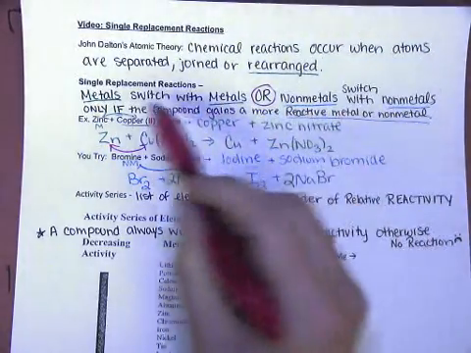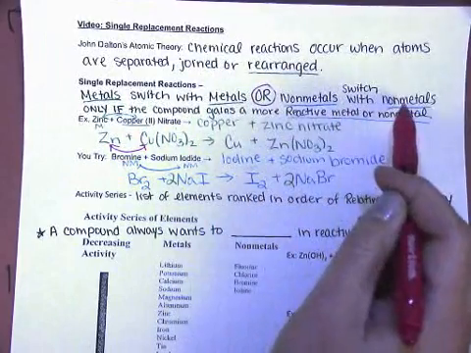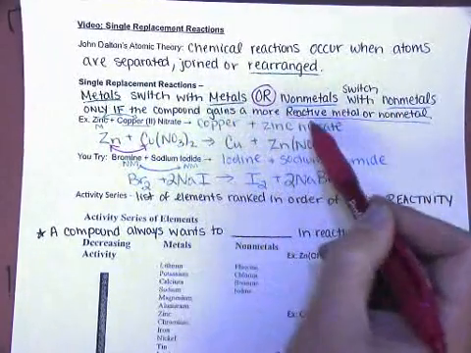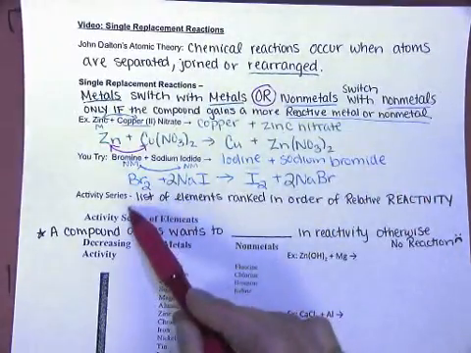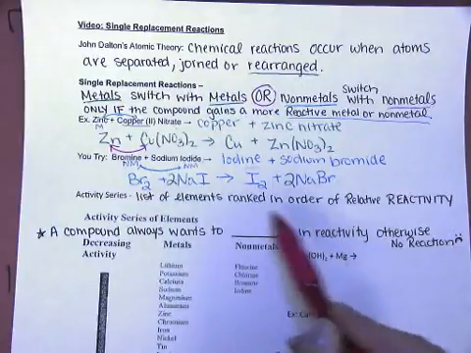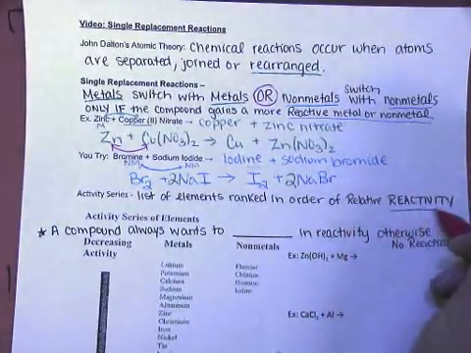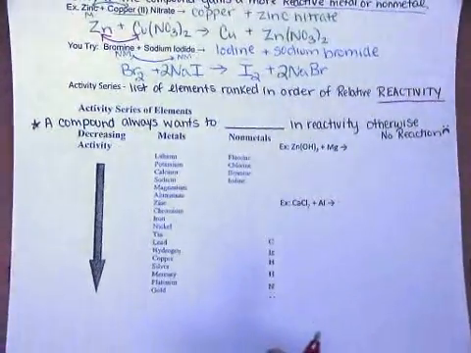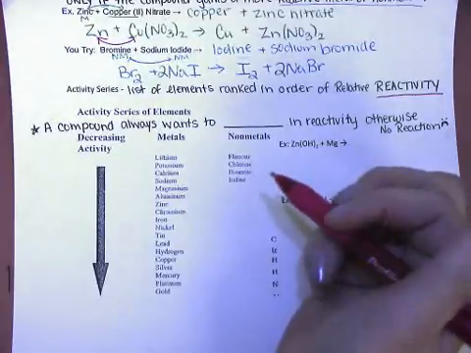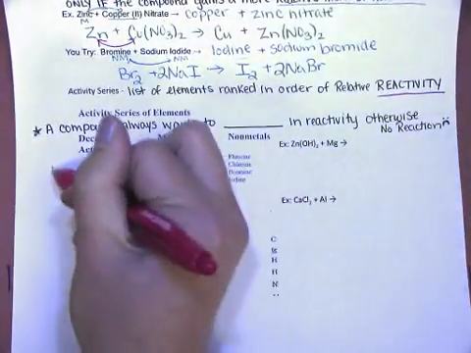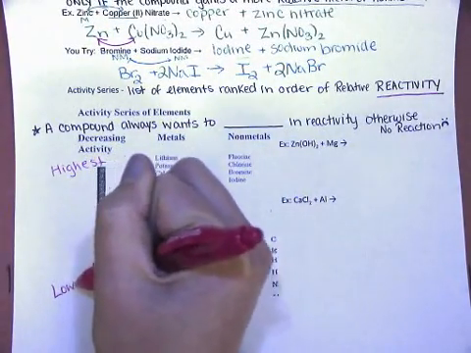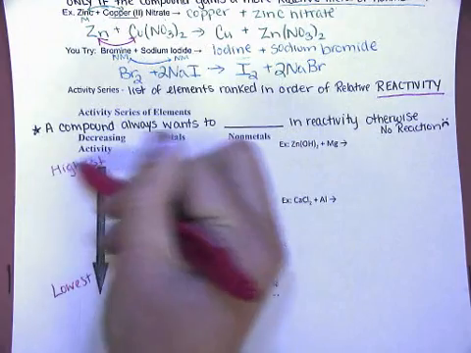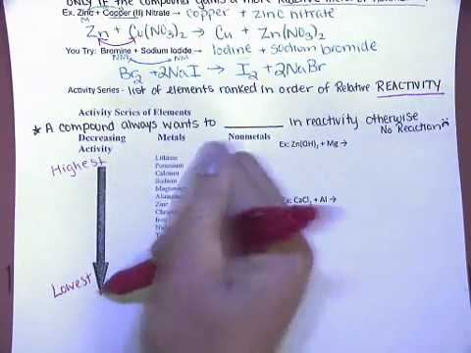Now, like I said before, these metals switching with metals or nonmetals with nonmetals only happen if the compound gains a more reactive metal or nonmetal. So there's something called the activity series, which is a list of elements ranked in order of relative reactivity. Now, I like to think of the activity series as an upgrade plan, kind of like when you get a new cell phone. You want to upgrade. We have the highest activity at the top, the lowest at the bottom. So think of the newest, the best being at the top, and the worst being at the bottom.